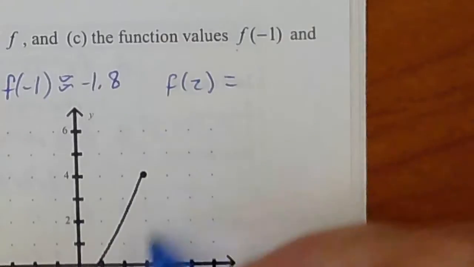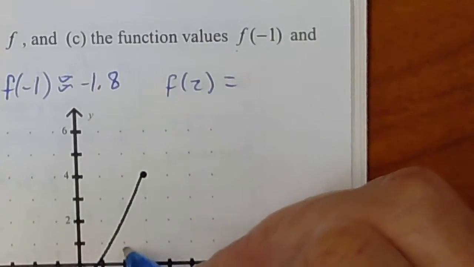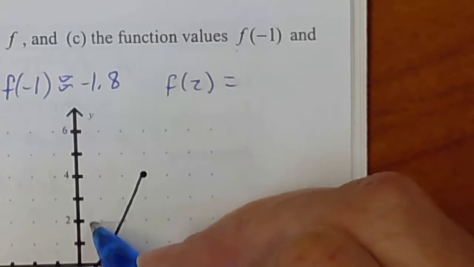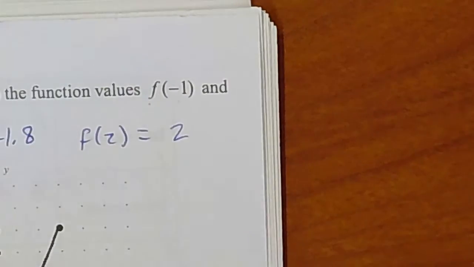When x is 2, what's y? So here's an x value of 2. Find where the graph exists. Looks like that's probably right around 2.